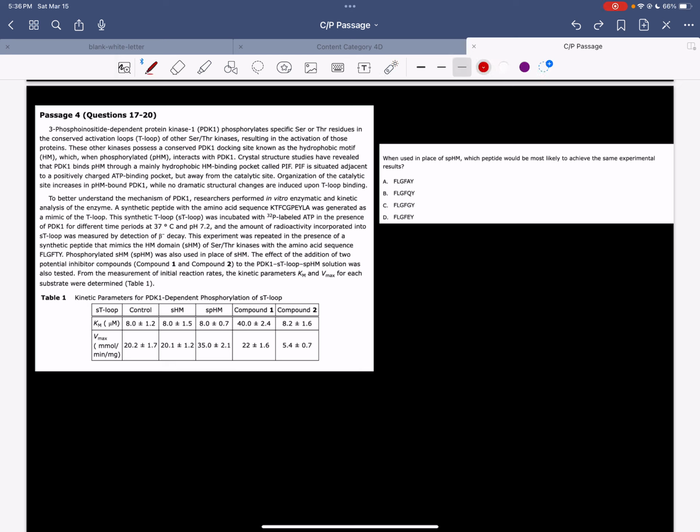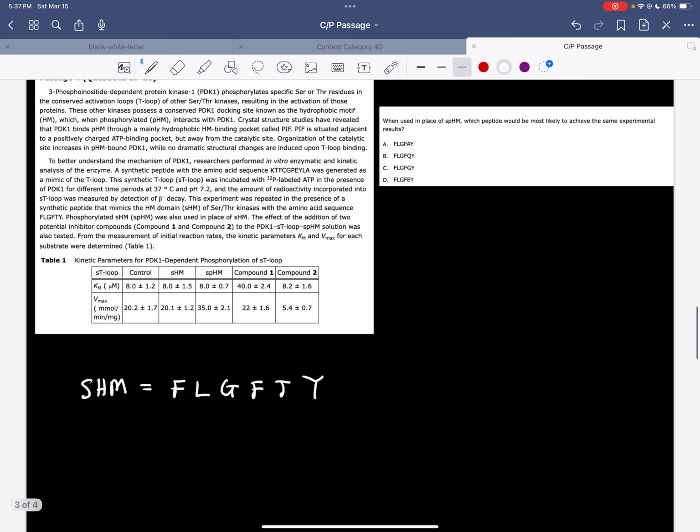Okay, you see, with amino acid sequence FLGFTY. They now said phosphorylated SHM. So basically, they're trying to tell us that SHM, the structure is FLGFTY. They're telling us that SPHM is actually the phosphorylated form of SHM.